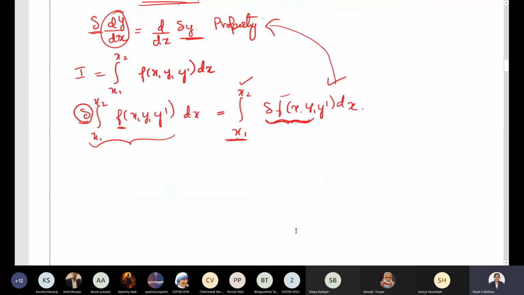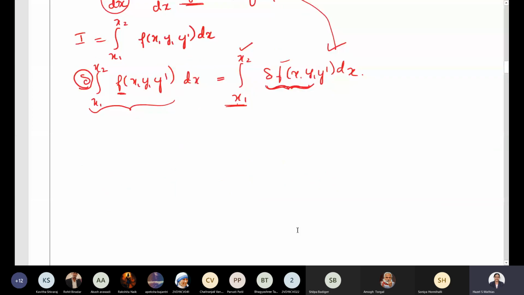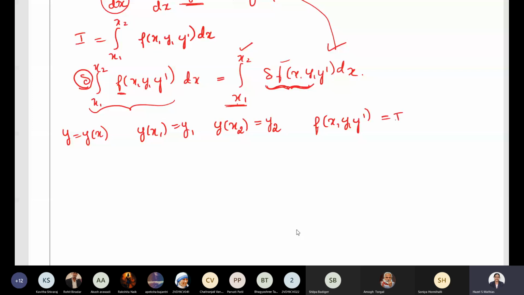Next, we discuss in calculus of variation how to determine the function y equal to y of x which satisfies certain conditions, say y of x1 equal to y1 and y of x2 equal to y2, such that a given functional, I can take this as I of y, a definite integral, attains an extremum.